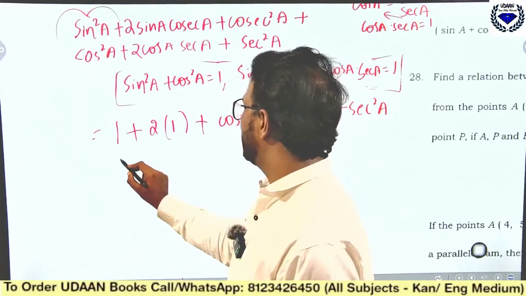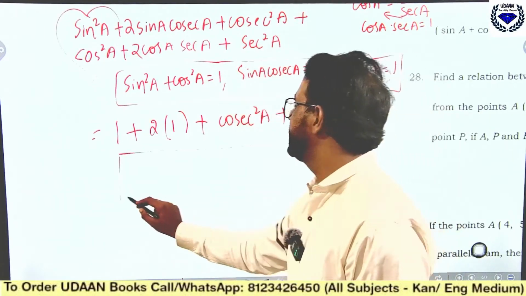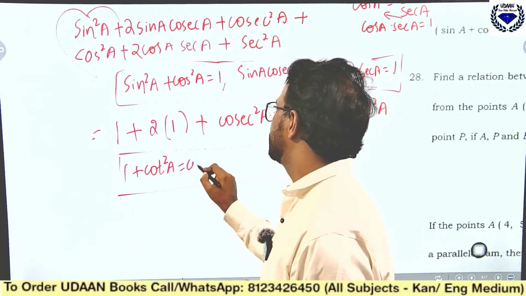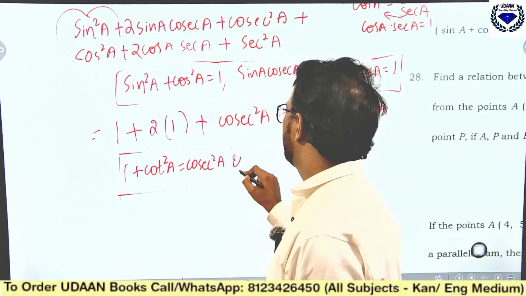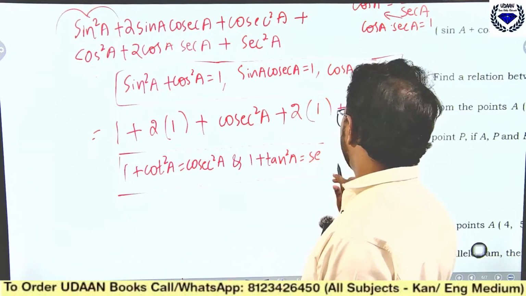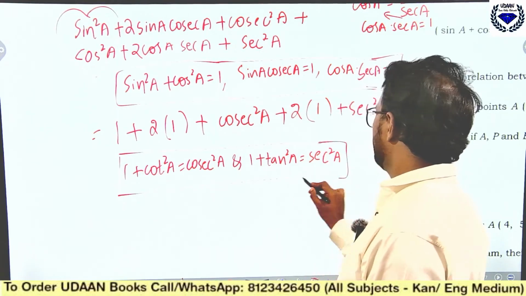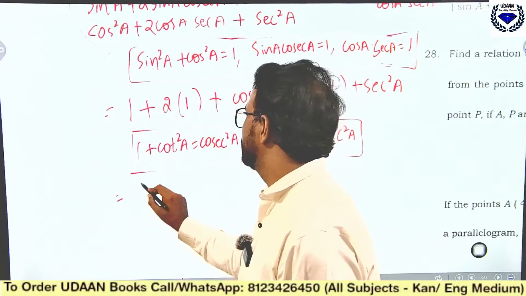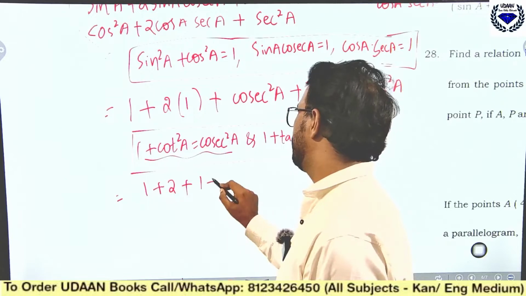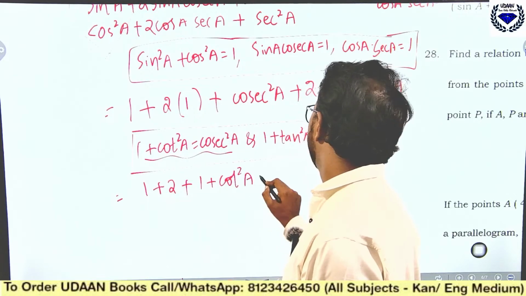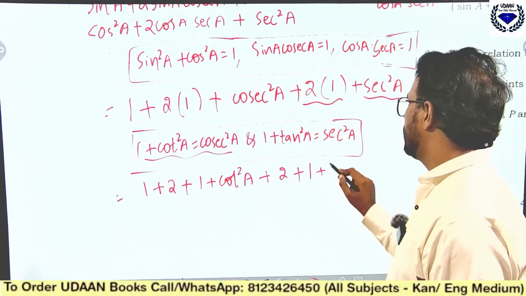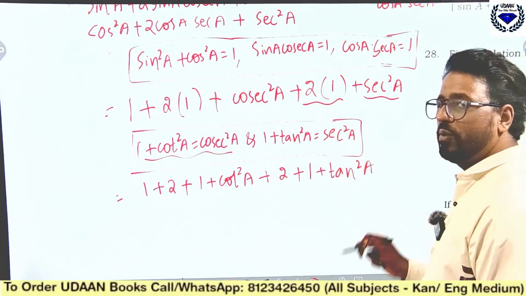Now just see here, you should know the two identities. Which are the identities now? 1 plus cot square A is what? Cosec square A, and 1 plus tan square A is what? Sec square A. This one you should know. Now you see here it is 1, 2 ones are 2. Then cosec square, can I write this? Yes, 1 plus cot square A I will write, plus again 2 ones are 2, plus I will write sec square A as what? 1 plus tan square A. I hope you are following.